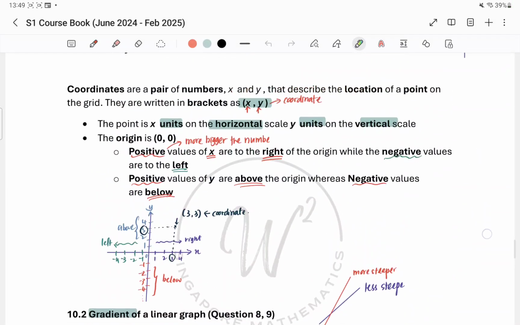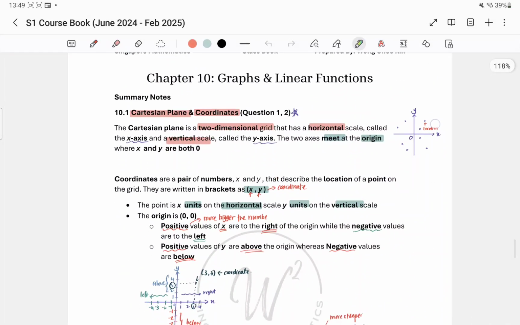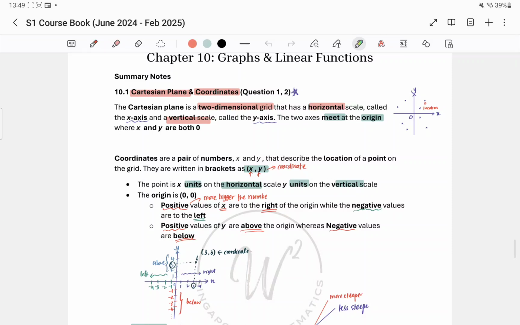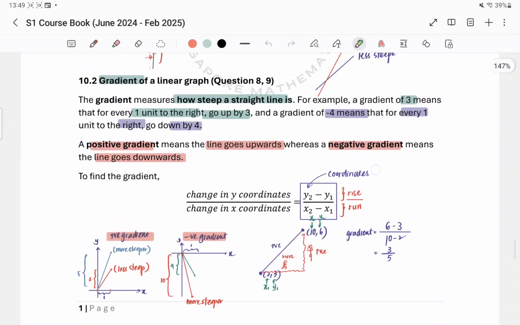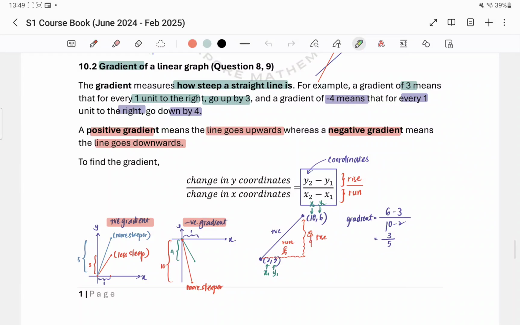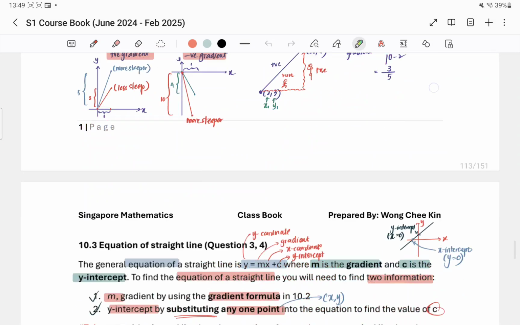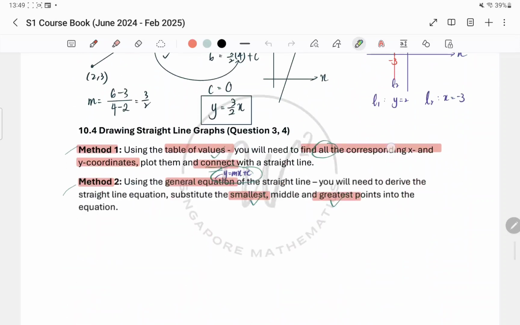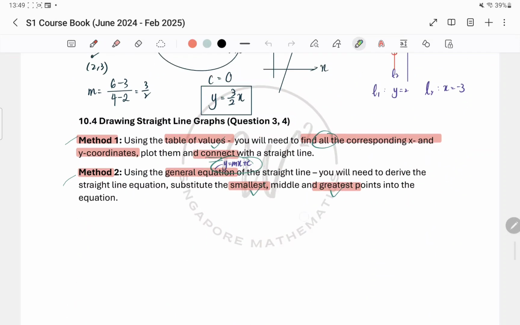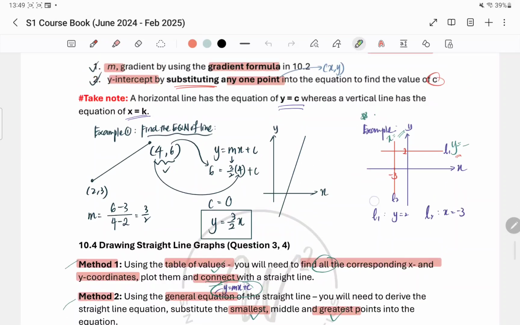We'll be continuing. From last week, we have already completed question 1 and 2, which is to teach you how to plot certain coordinates on the 4 different quadrants. For now, we're going to go into 10.2, which is to understand the gradient of a linear graph, and then we will go into the equation of a straight line. Then we'll be looking at question 3 and 4, and after that we'll be looking at how to draw certain line graphs together.